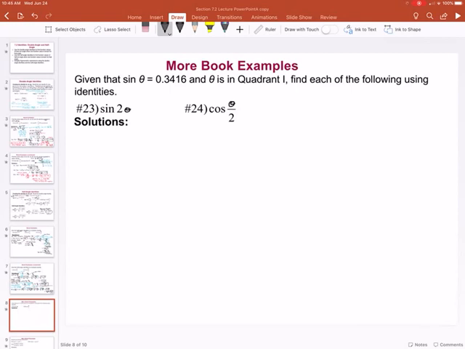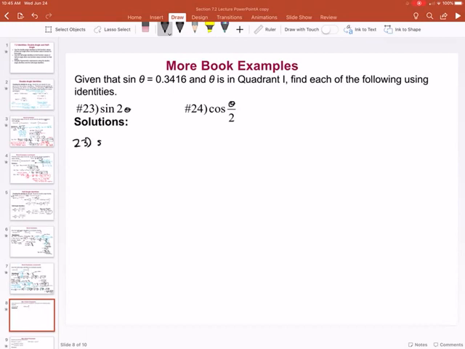It says, given sine theta's function value is 0.3416 and theta is in quadrant 1, find each of the following using identities. So we have a quadrant 1 angle with theta. That means all the function values with respect to theta will be positive. Now let's talk about number 23.